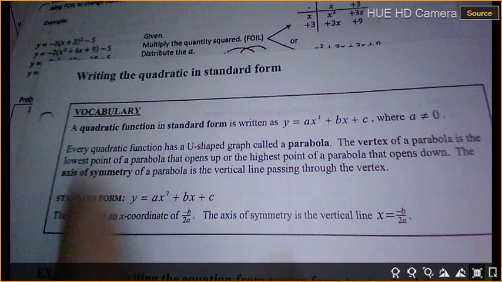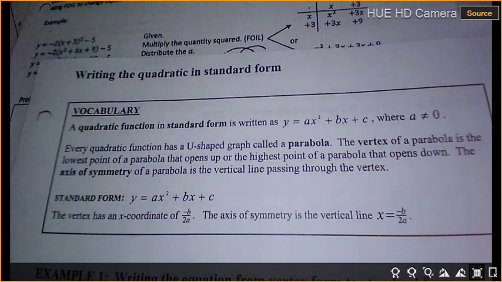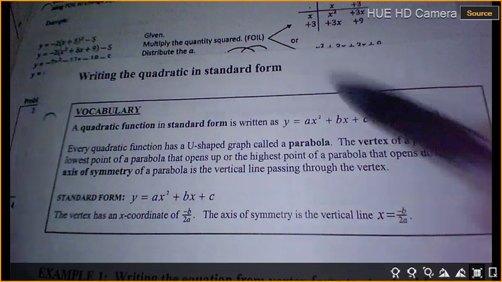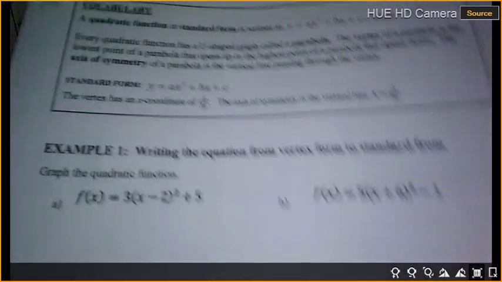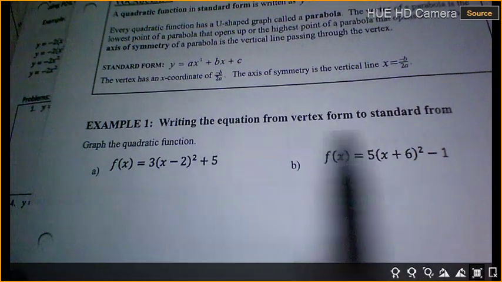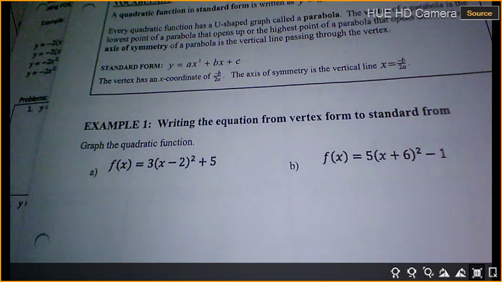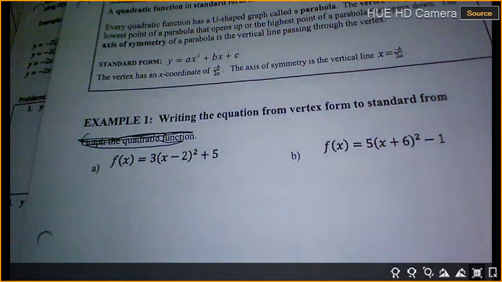All right, so we are looking right now at today's notes, which is about standard form. Again, this is all talking about standard form stuff that you've already known. And we're going to write these equations that are in vertex form in standard form. Okay? So we are not graphing the quadratic function, sorry. We're just writing this in standard form.